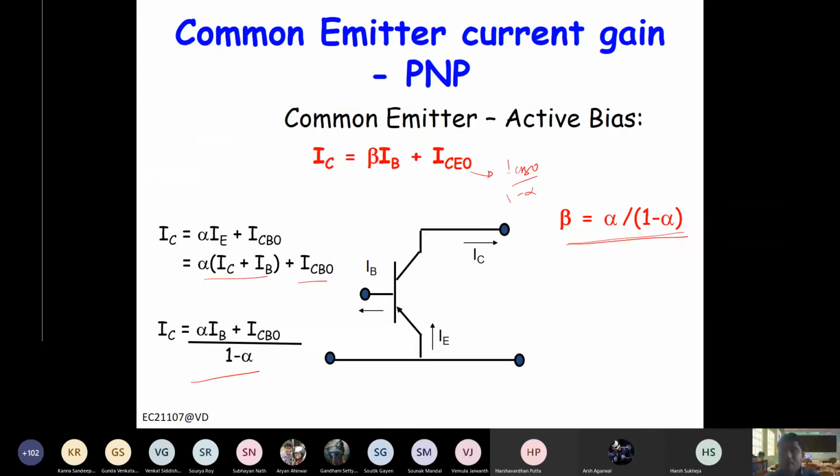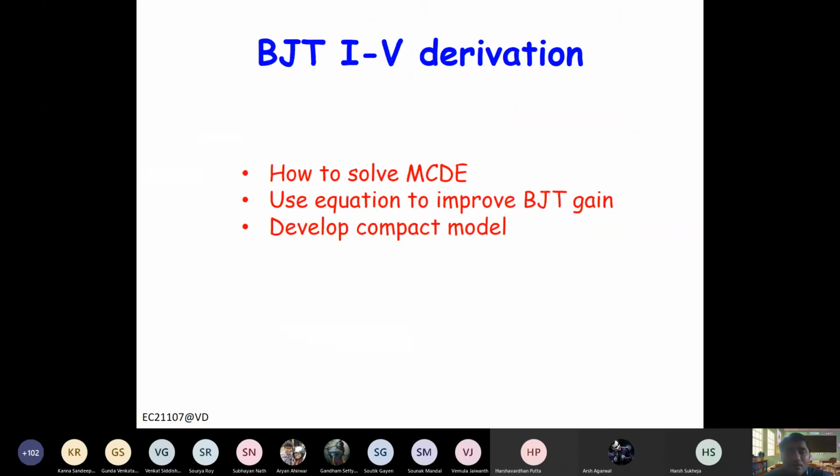So let us continue our discussion. Now we are going to discuss how to derive the IV current equation for BJT. And that is basically obtained by solving the minority carrier diffusion equation.